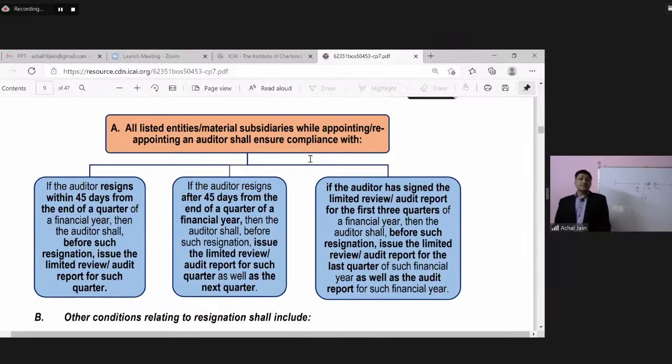All listed companies or their material subsidiaries, while appointing or reappointing an auditor, shall ensure compliance with these provisions. First, if the auditor resigns within 45 days from the end of the quarter of the financial year, then the auditor, before such a resignation, shall issue the limited review or the audit report for such quarter. So we can look at it over here.